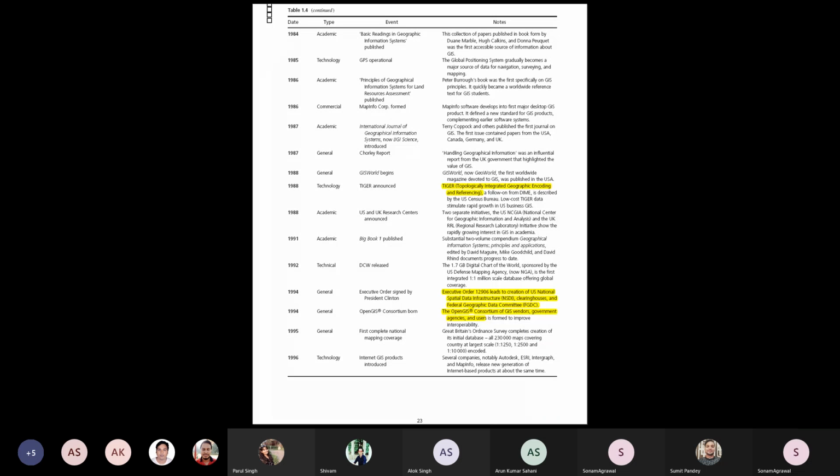Therefore, in the year 1994, Open GIS Consortium, nowadays we say OGC, Open Geospatial Consortium. In the year 1995, the OpenGIS or OGC Consortium was born. The OGC Consortium of GIS vendors, government agencies and users was formed to improve the interoperability over the web.